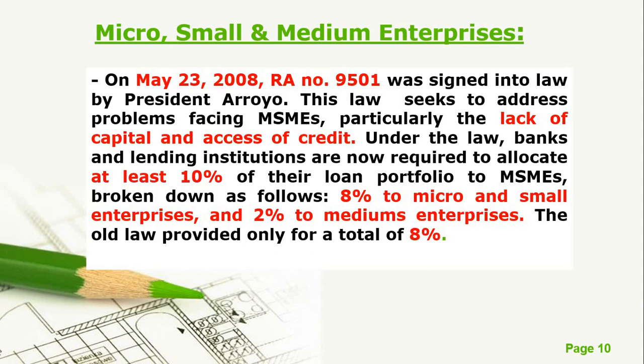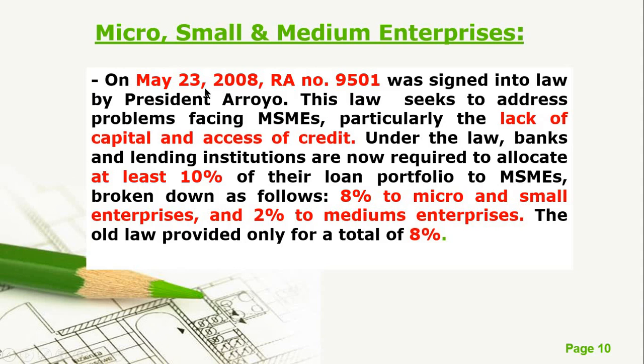So actually, MSME means micro, okay? M is micro, the S is small, and M is medium enterprises. And the old law provided only for a total of 8%. So according to the National Economic and Development Agency, these MSMEs of ours are the backbone of our economy. In case of crisis, in case of economic recession, our MSMEs will provide a stimulus that will help our economy to recover.